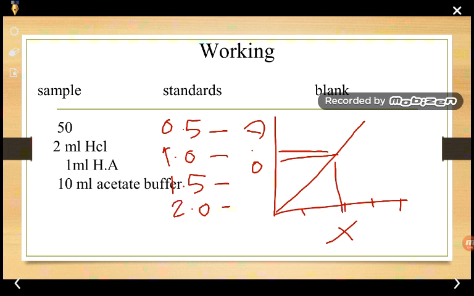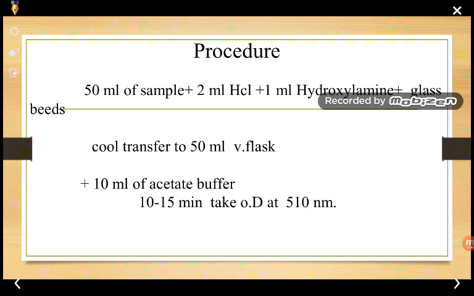So next, you know the procedure. We have to deal with three types of samples, that is the water sample, next the standard procedure for the standards preparation series, and next the blank. So the procedure is, 50 ml of the sample we have to take. We have to add 2 ml of HCl and then 1 ml of hydroxylamine.